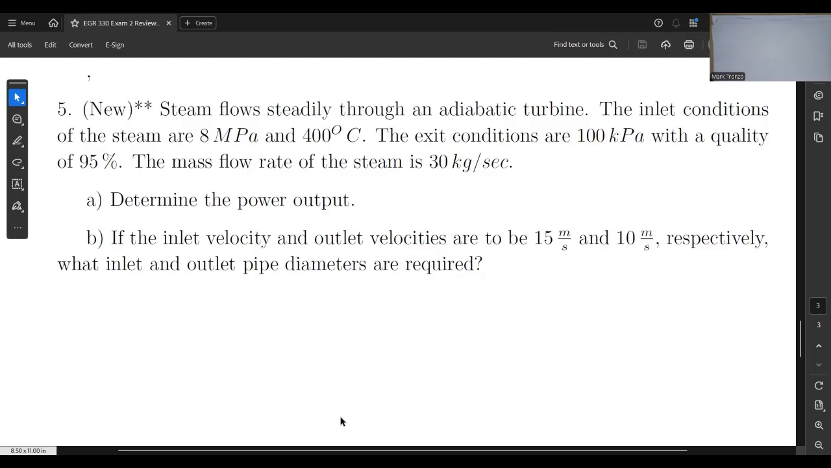Next, let's take a look at this problem. Steam flows steadily through an adiabatic turbine. The inlet conditions of the steam are 8 MPa and 400 degrees Celsius. The exit conditions are 100 kPa with a quality of 95%. The mass flow rate of the steam is 30 kilograms per second. Determine the power output. And then part B is if the inlet velocity and outlet velocities are to be 15 meters per second and 10 meters per second respectively, what inlet and outlet pipe diameters are required?